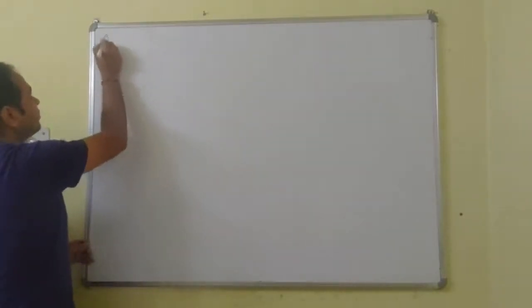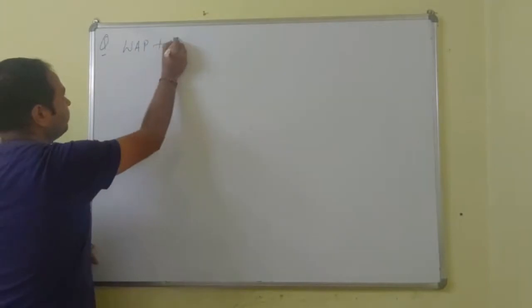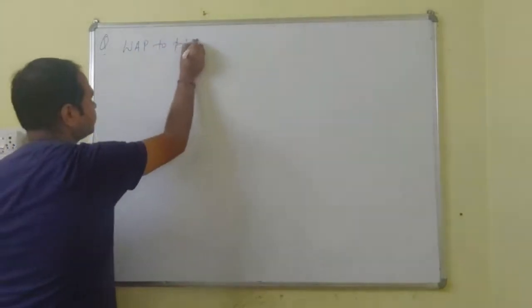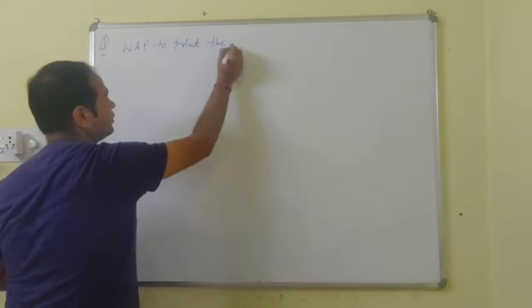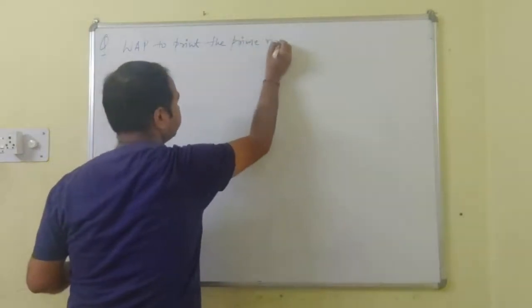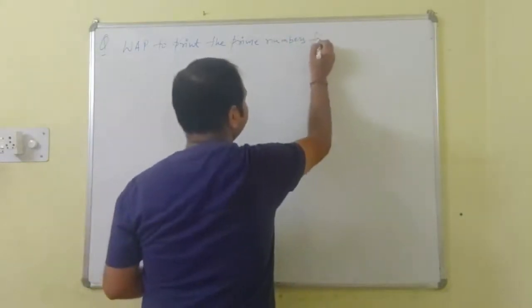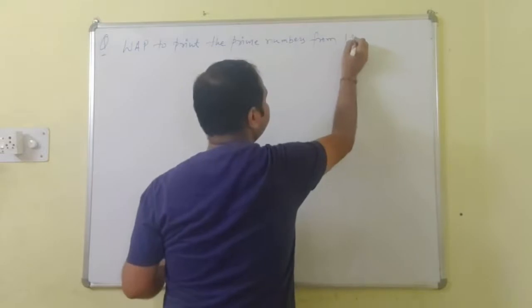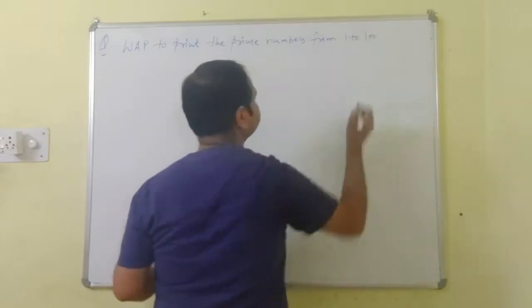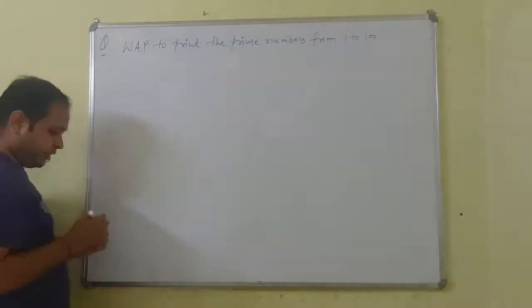The question is, write a program to print the prime numbers from 1 to 100. Okay, so I write the program.